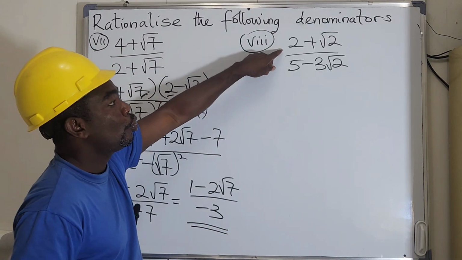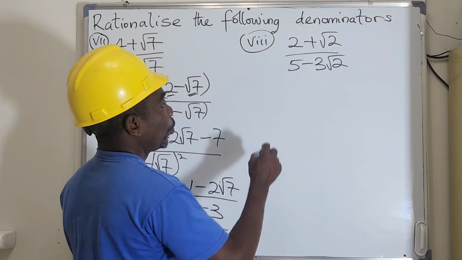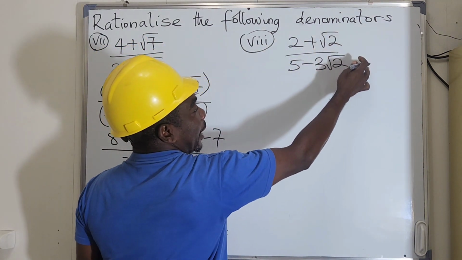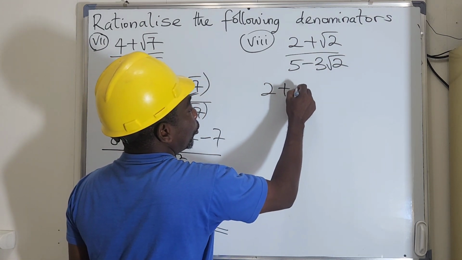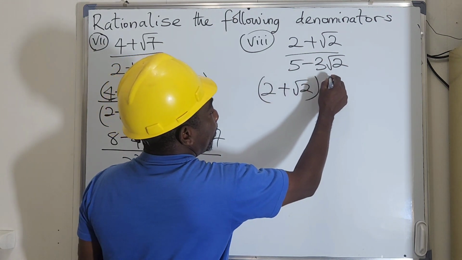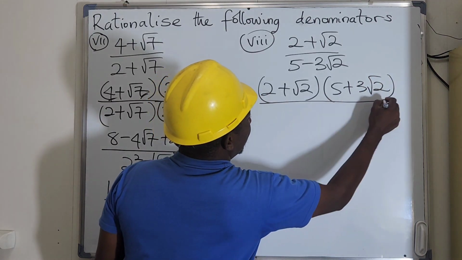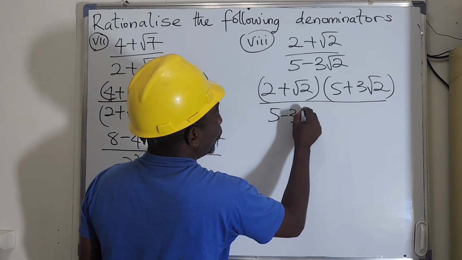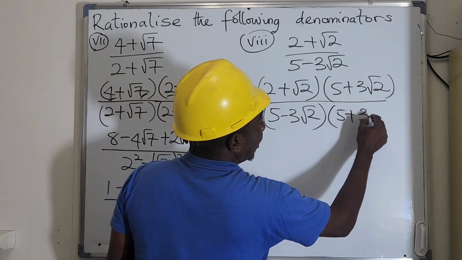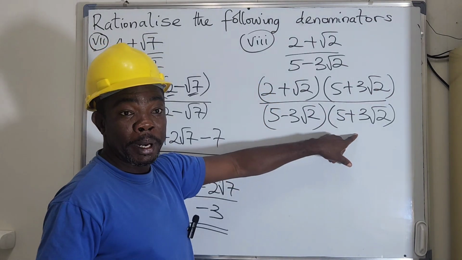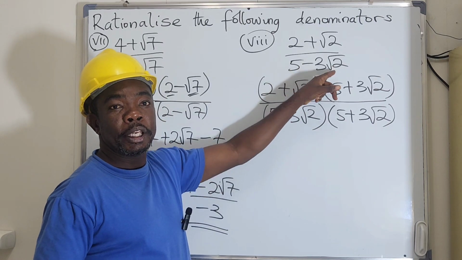So the next one is 2 plus root 2 all over 5 minus 3 root 2. We have to multiply the numerator and the denominator by the conjugate of this denominator. We have 2 plus root 2 multiplied by 5 plus 3 root 2, all over 5 minus 3 root 2 times 5 plus 3 root 2. We are multiplying by the conjugate of this denominator by changing the sign in between the numbers.